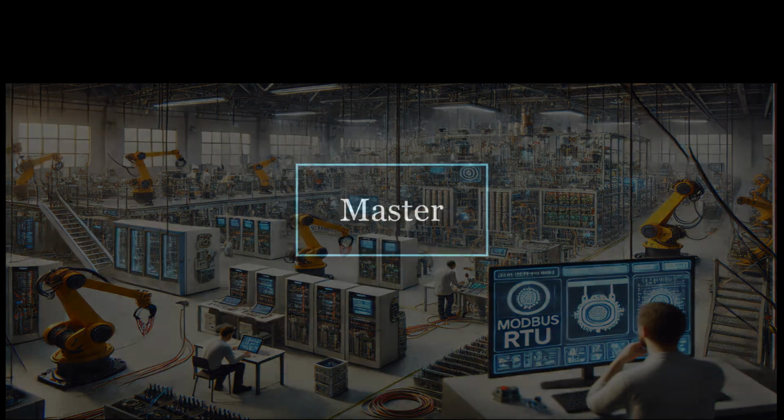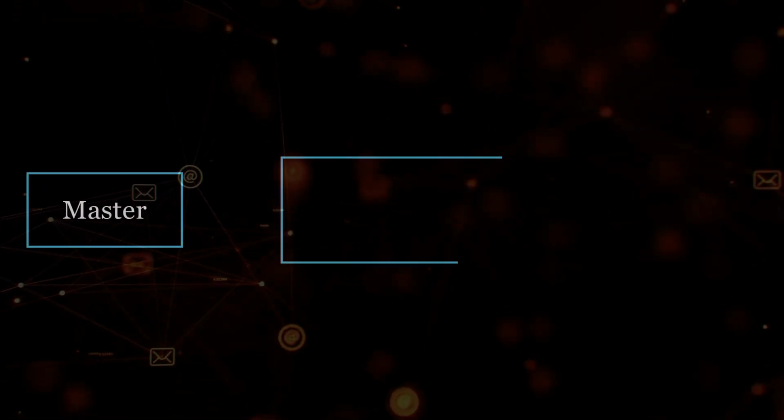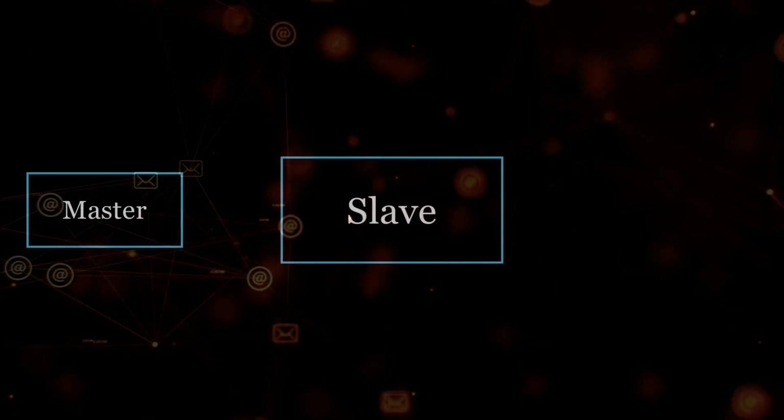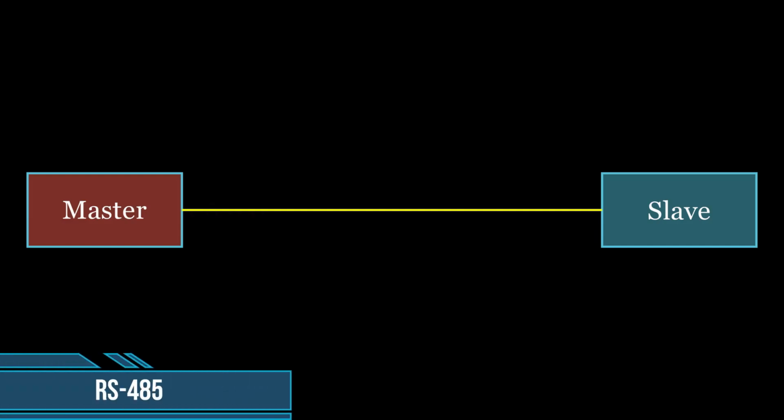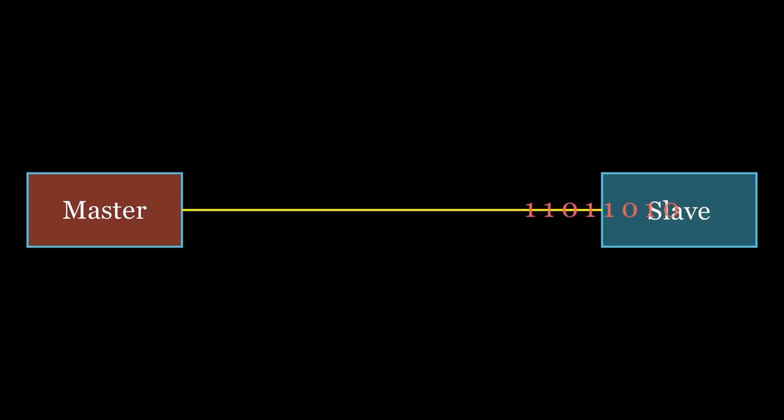Modbus RTU is a master-slave protocol, where one device, the master, initiates communication and other devices, the slaves, respond. Communication between a Modbus master and a single slave is possible. The master and slave are connected via an RS-485 line. The master always initiates the communication and the slave responds.